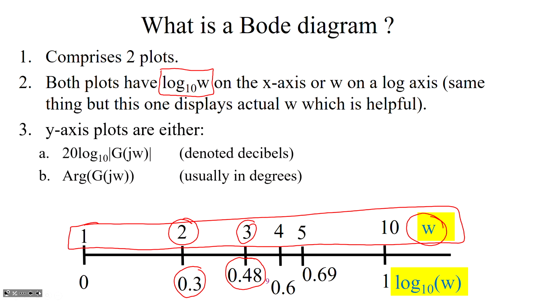Okay, so what's in a Bode plot? On the y-axis, we either have 20 log to the base 10 of the modulus of G(j omega). So if we're doing the gain, we actually plot the log of the gain against the log of the frequency. But if we're doing the phase, we just plot the phase itself.